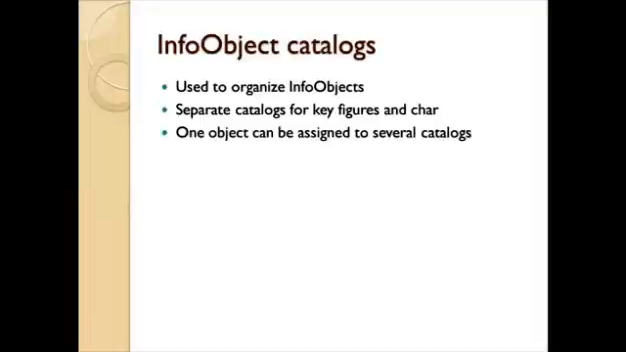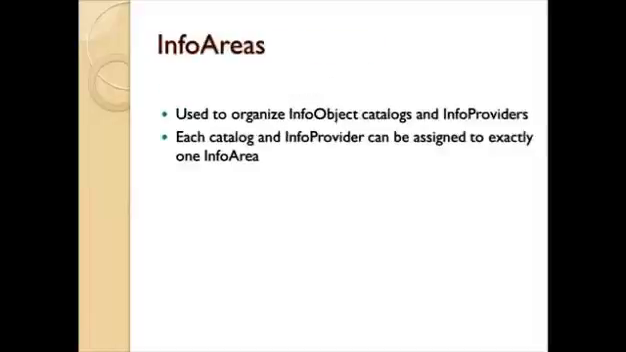So we can do this many-to-many assignment, but in general, we still want to make sure that only the same type of info objects are grouped together. Key figures are organized into the same catalog, and characteristics are organized into another catalog, and so on. And then info object catalogs themselves are organized into info areas.